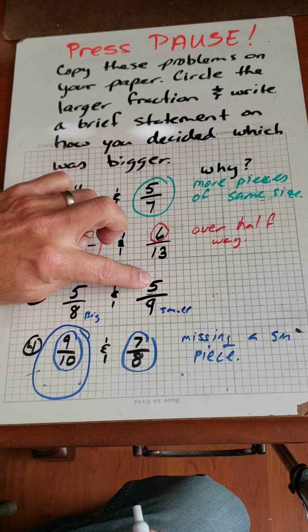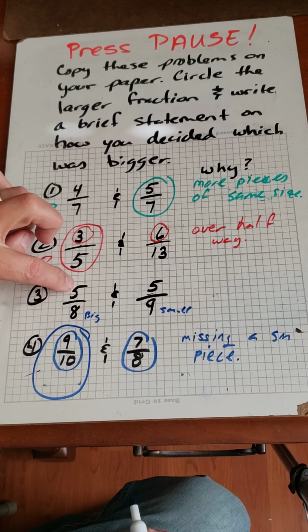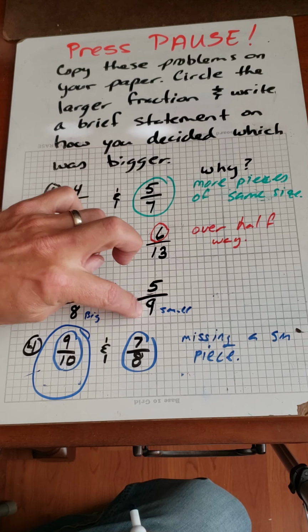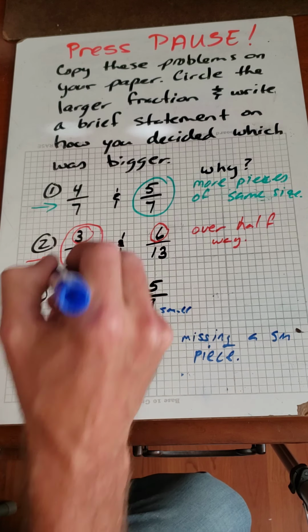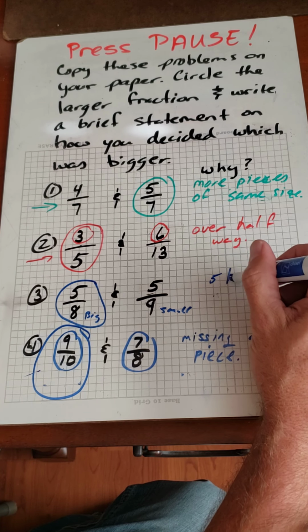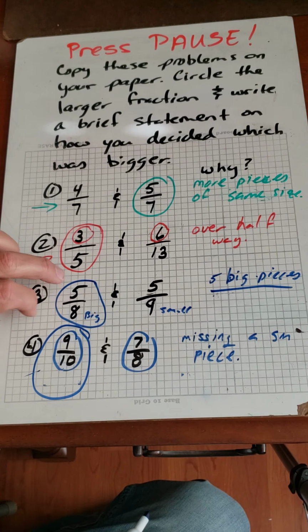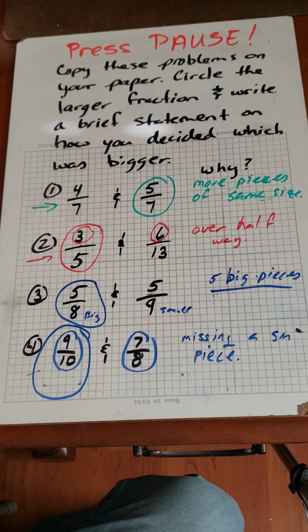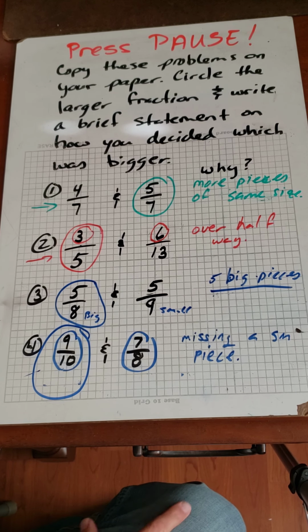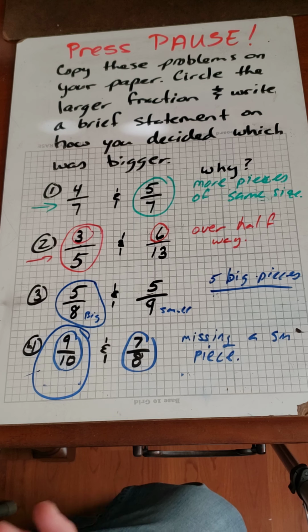So here I have 5 small pieces. Here I have 5 big pieces. Well, if you have 5 big pieces and you have 5 small pieces, the big pieces are always going to be bigger. So here you have 5 big pieces is what I would say. So those pieces are bigger and I have 5 of them. These are smaller and I have 5 of those. So then it's going to be 5 big pieces. So what you'll notice here is I did all of these problems without ever really doing any calculations. I figured out which one was bigger through understanding what the fraction is telling me.